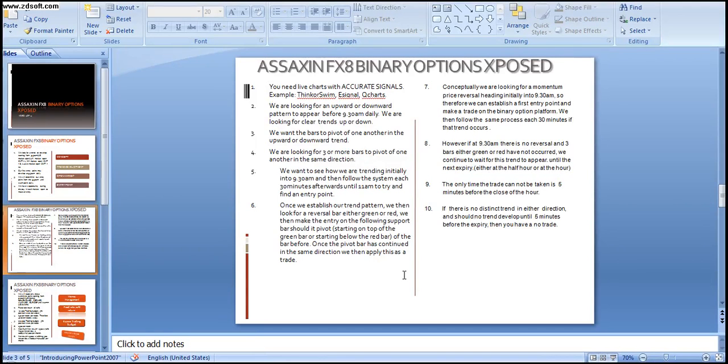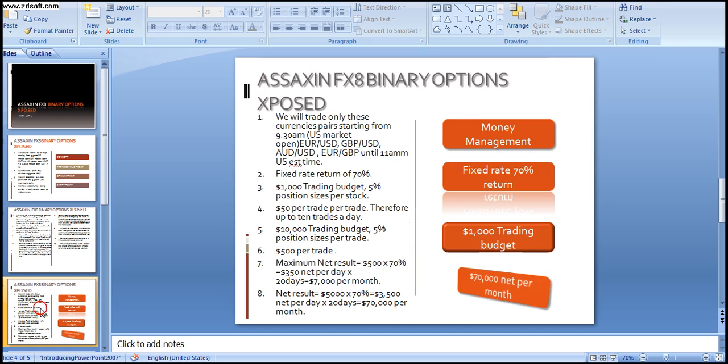So the only time the trade cannot be taken is 5 minutes before the close of the hour. If there is no distinct trend in either direction and should no trend develop until 5 minutes before the expiry, then you have a no trade. So it's quite simple. So a little bit of money management and a bit on the currency pairs.